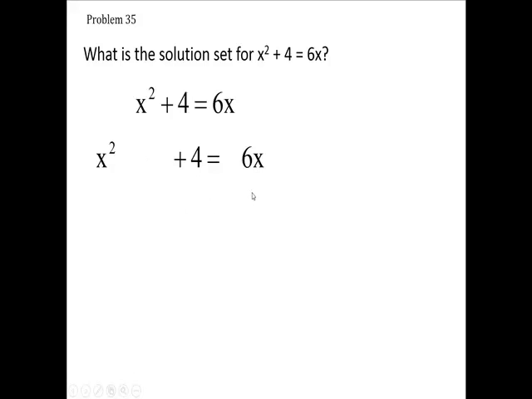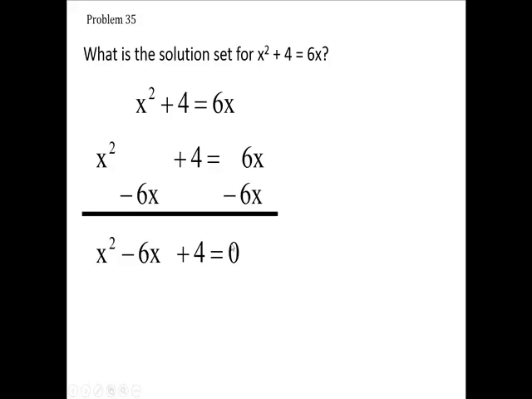We want to get rid of the 6x from here and here. Here we're getting a 0 on the right side. On the left side I have x squared minus 6x plus 4 is 0. Okay?